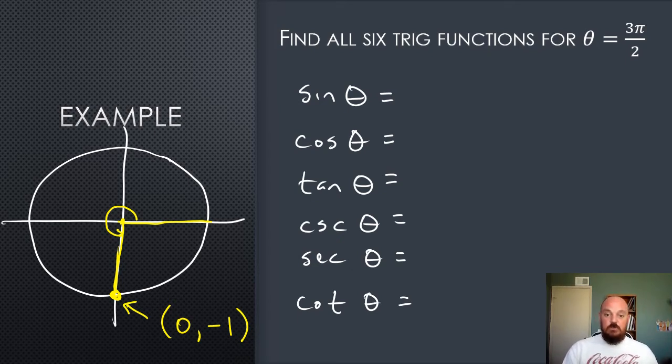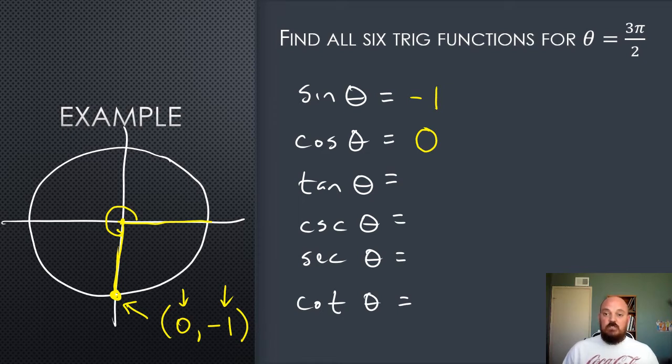Now, for the answers, 2 of them we get automatically. The x value, that's cosine. So cosine theta equals 0. The y value is sine. So sine theta is -1.